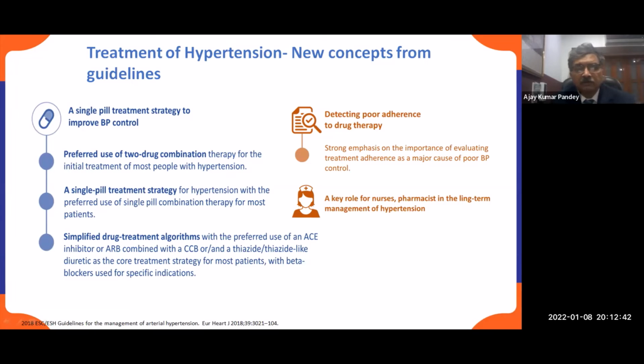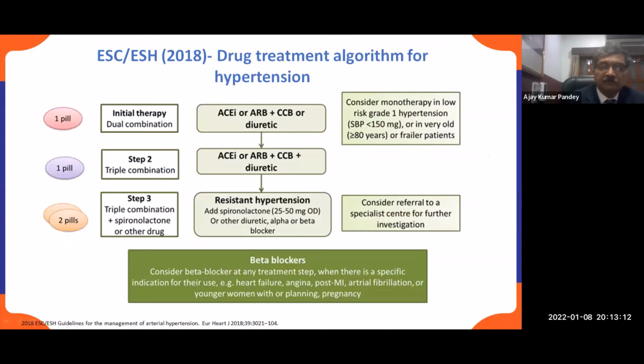Simplified drug treatment algorithms are always there, like for those whose high blood pressure is not controlled with two drugs. There's a triple drug combination of ACE inhibitor or ARB, calcium channel blocker, and diuretic as well. There's a key role for our nursing colleagues and pharmacists too in the management of hypertension. The nurses should teach patients how to measure their home blood pressure, how to keep a record of it, what the side effects of the drug therapy are, and so on and so forth.